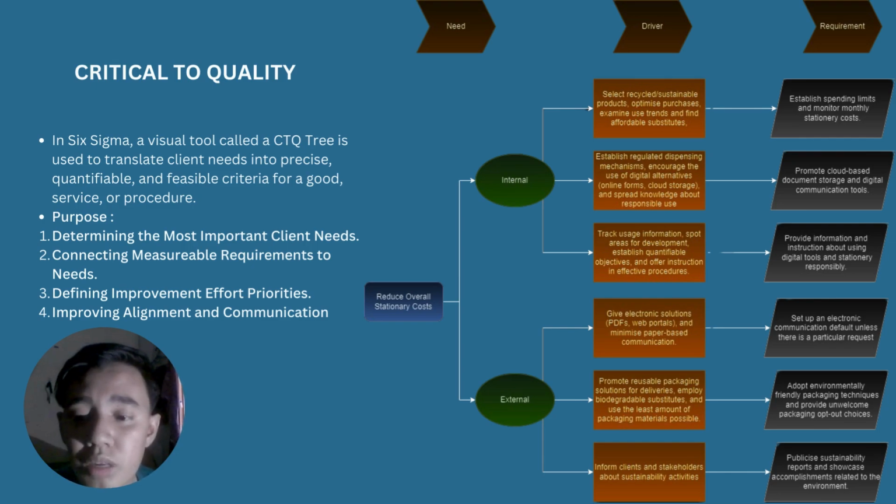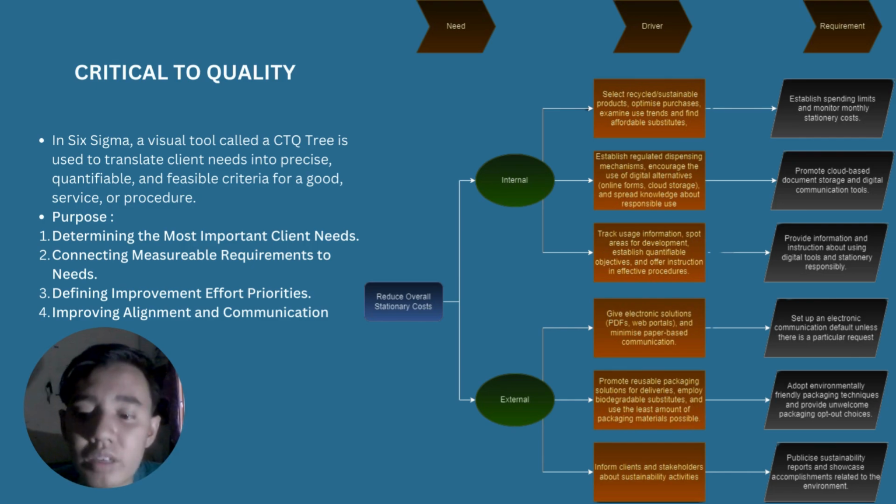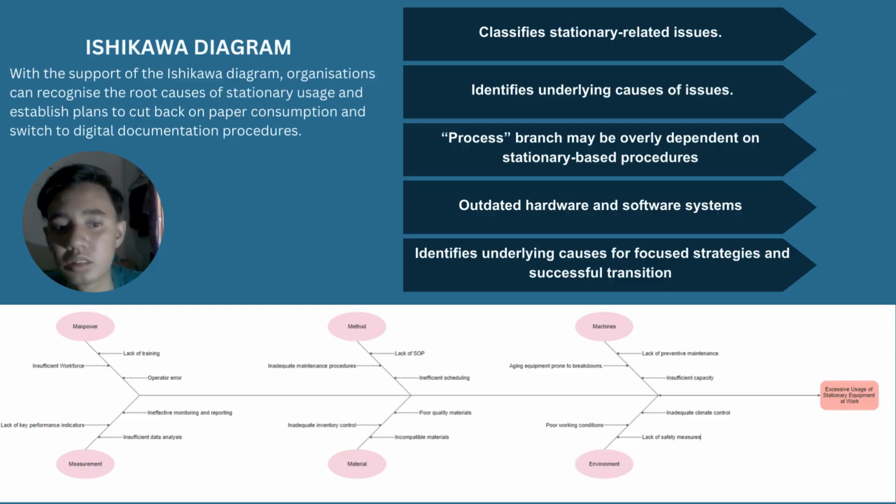By employing Six Sigma tools like CTQ trees, organizations can analyze their stationery usage patterns, identify areas for improvement, and implement targeted strategies to optimize costs, minimize waste, and enhance environmental responsibility. This can lead to a win-win situation for both internal stakeholders and external customers.